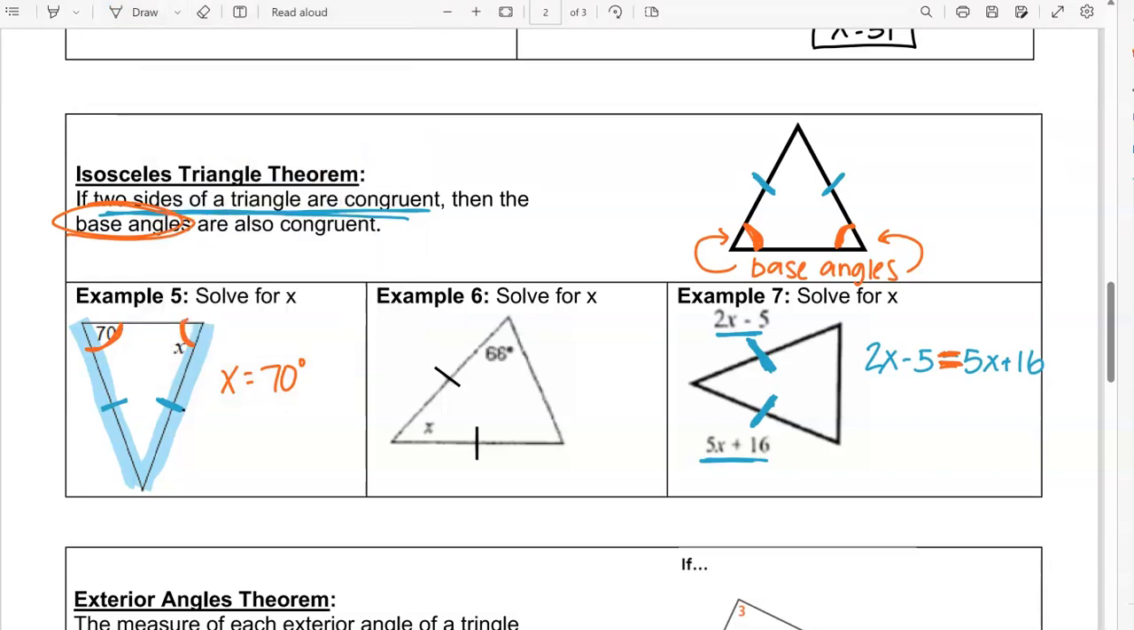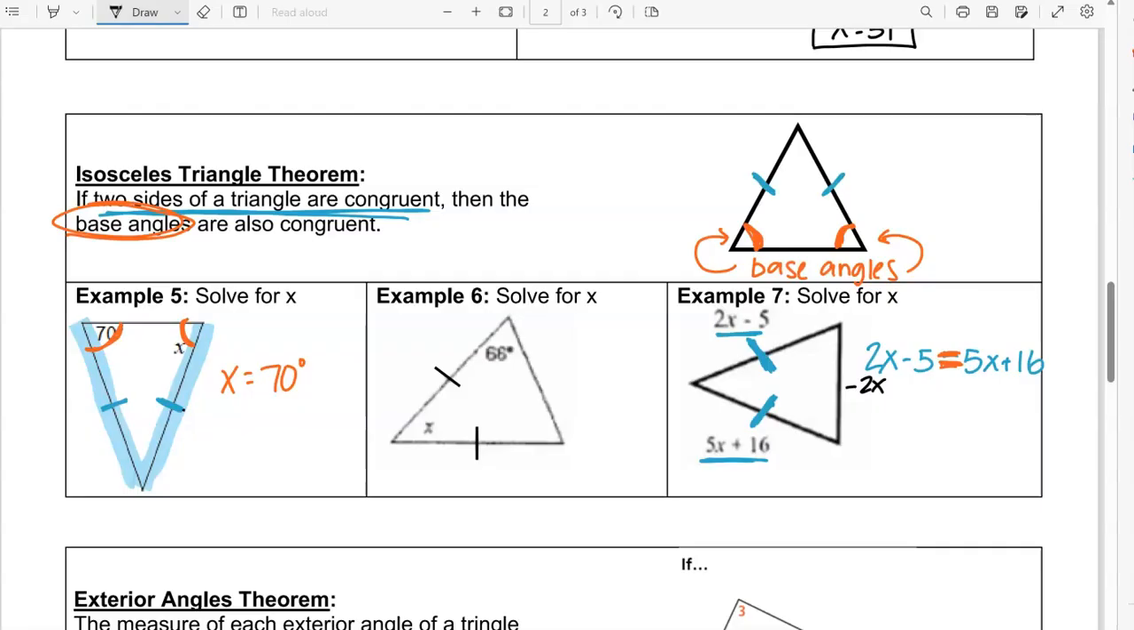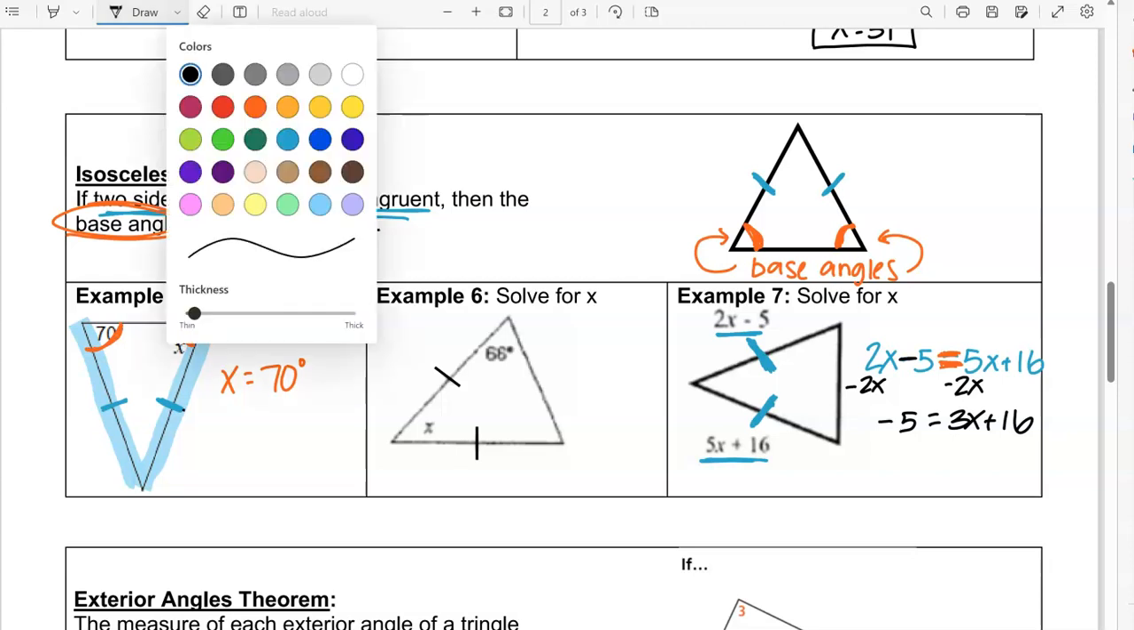Now it is solving for x, so we want to get our x's to one side. So I'm going to subtract my 2x from both sides. So we have negative 5 equals 3x plus 16. Now be careful, that 5 has this negative in front of it. Make sure you bring that down with it.